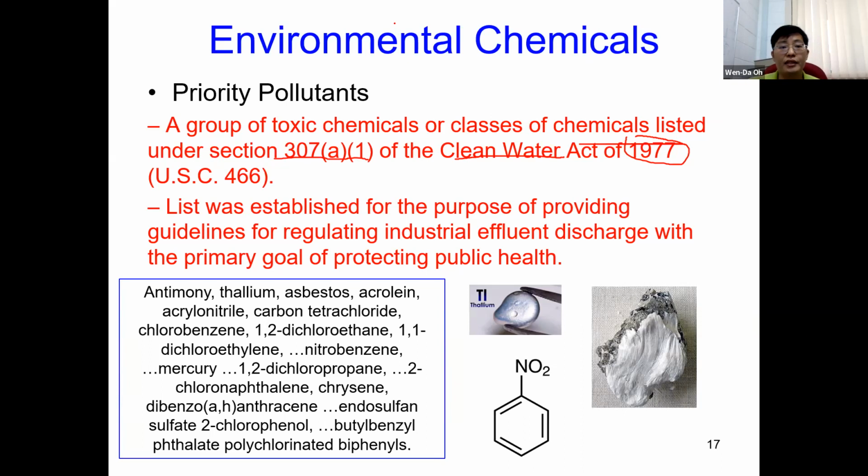So there are many chemicals in this priority pollutant list. For example, antimony, thallium, asbestos, acrylonitrile, carbon tetrachloride, and so on. So it is dynamic, as I said. Every time we have new data, those chemicals will be added inside. So you have thallium, asbestos, and then we have nitrobenzene.